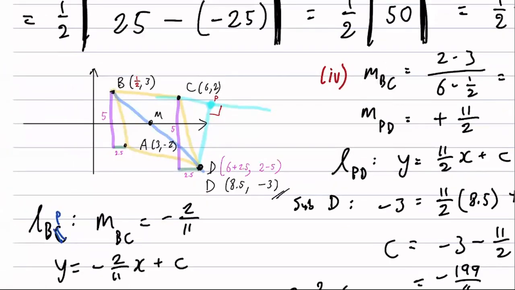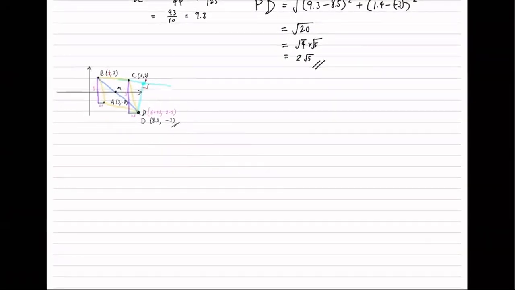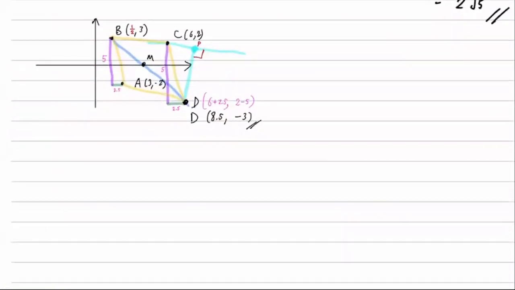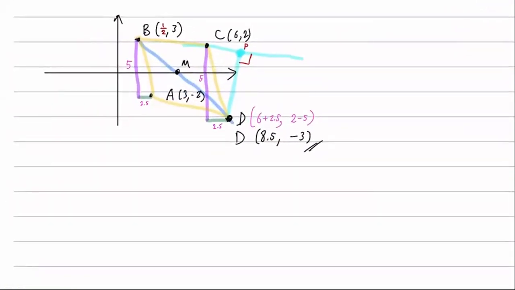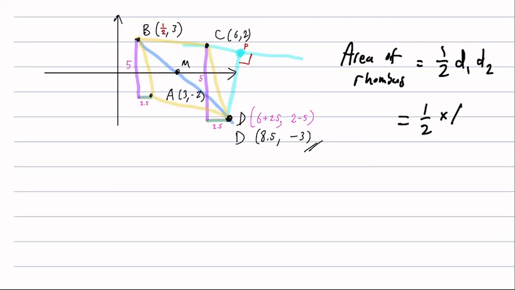Let me redraw the diagram again. You should get back the same answer, square root 20. Using this other method, what you need to know is a bit of geometry. The area of a rhombus, I think I explained this before, is really just half times d1 times d2. Length of diagonal 1 times length of diagonal 2 times half. So that means it's half times AC and BD.